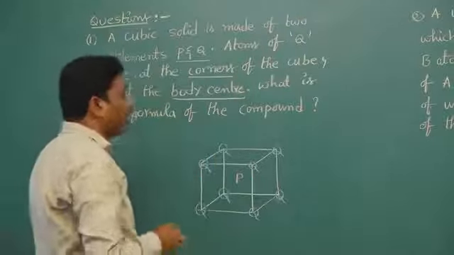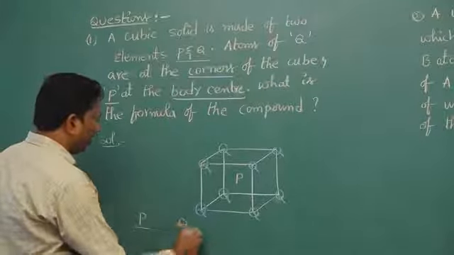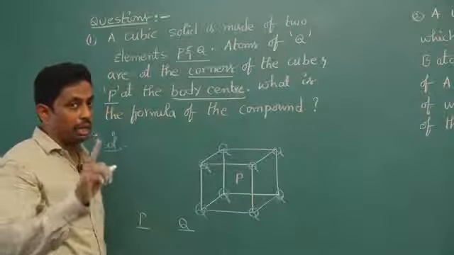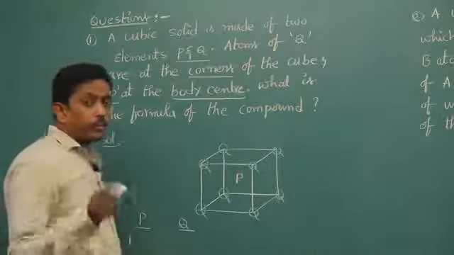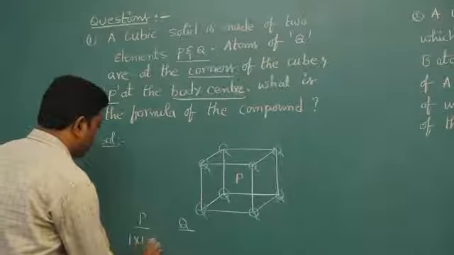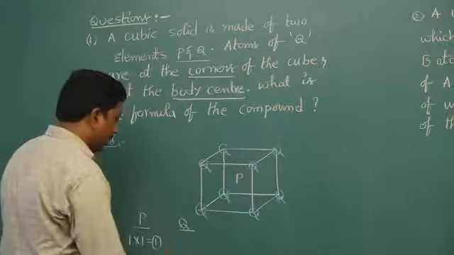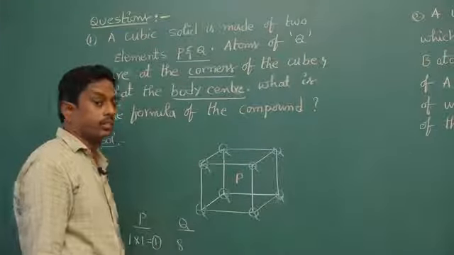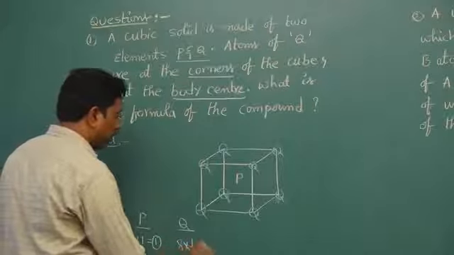Now, we need to calculate the formula. How many P's are there? How many Q's are there? P is present at body center. How many P's? Only one. For a cube, one body is there. If a particle is present at body center, contribution 1, so 1 into 1 is equal to 1. Next, Q. Q's are present at corners. How many corners? 8. If a particle is present at corner, contribution towards one unit cell is 1 by 8. So 8 into 1 by 8, cancel, 1.